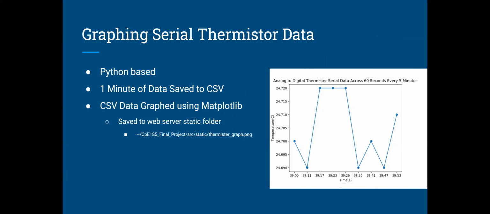So graphing the data, the thermistor input graphs were made by reading in input data from the UART serial connection. Every 6 seconds, a Python script will read in a line of data 10 times from that serial connection and then append it over to a CSV file. The CSV file is then read and plotted using the Python library matplotlib. The plotted data then gets saved as a PNG file and put into the static folder, which is where the web server expects it to be, so that I can then render it on the web page.